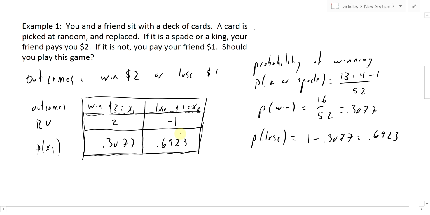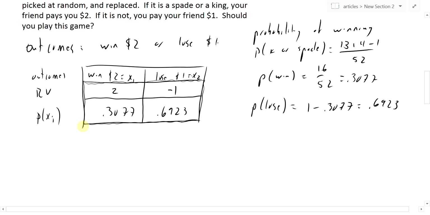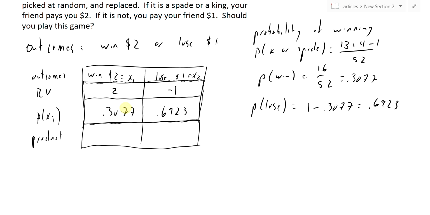That's what they call a probability distribution. I like to have a little row at the top to say, okay, what are my outcomes? And I also like to put a little row at the bottom where I multiply the random variable times the probability of that. And if we do that, what do we get?